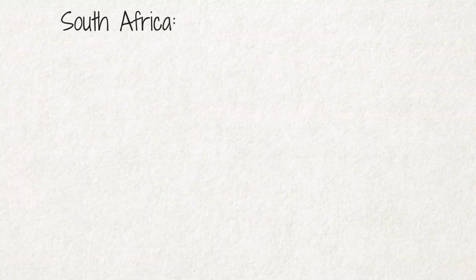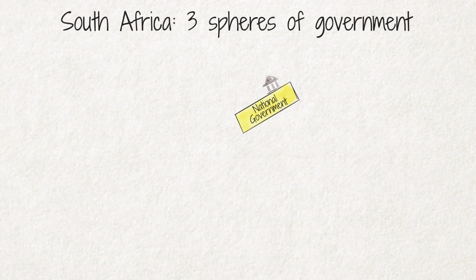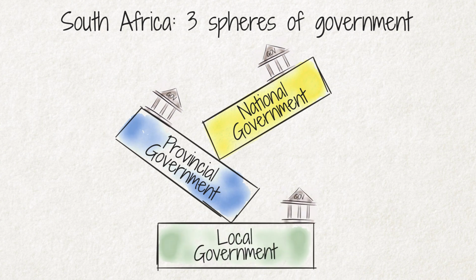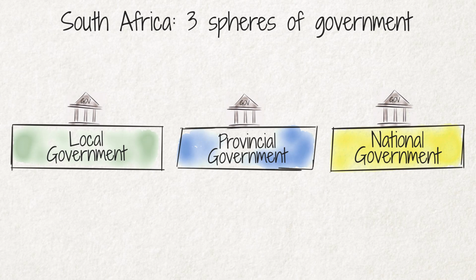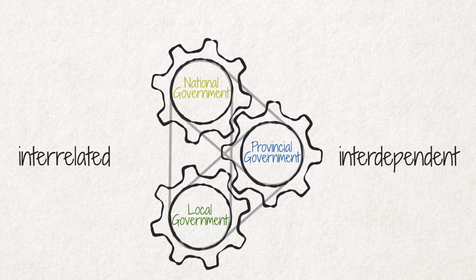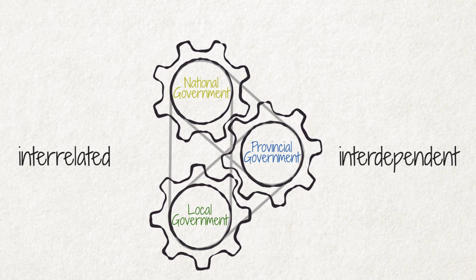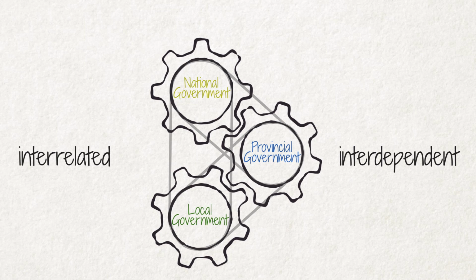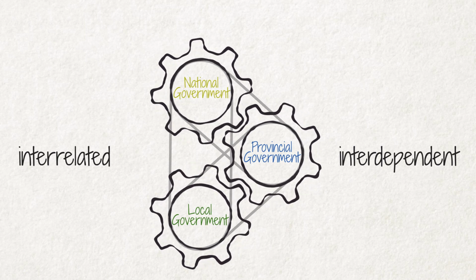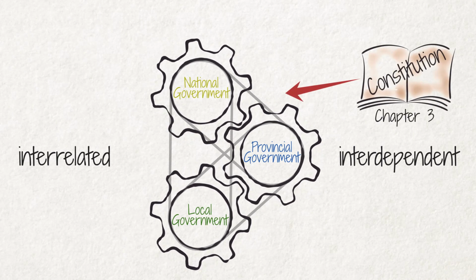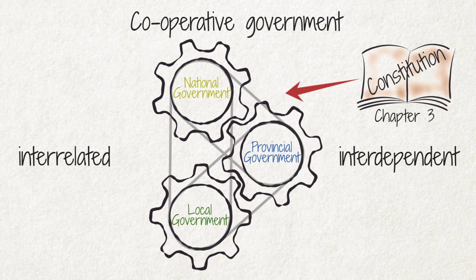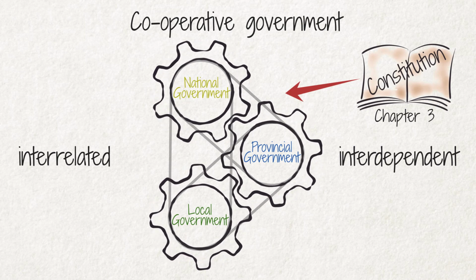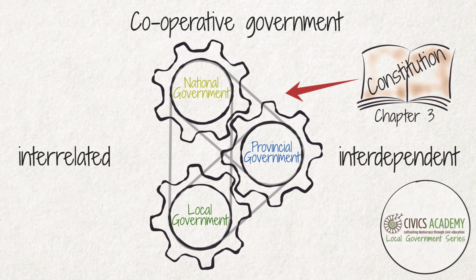In South Africa, we have three spheres of government: the national, provincial, and local spheres of government. Each sphere has its own powers and operates separately. However, the three spheres are interrelated and interdependent and are all equally important to ensuring that the country is well governed. The three spheres of government are entrenched in our Constitution in Chapter 3, titled Co-operative Government. We explain the functions of local government in more detail in the Civics Academy Local Government series.